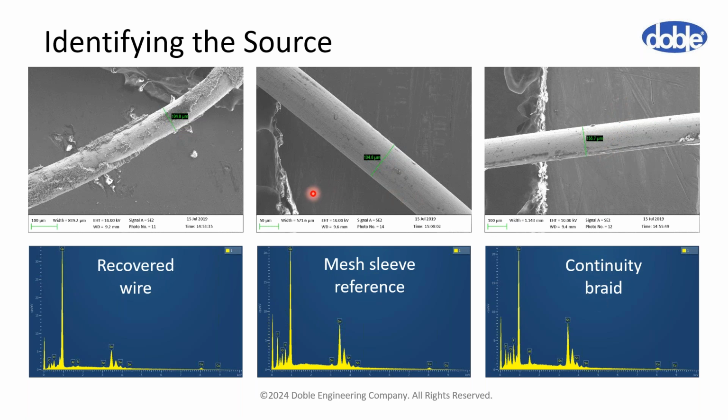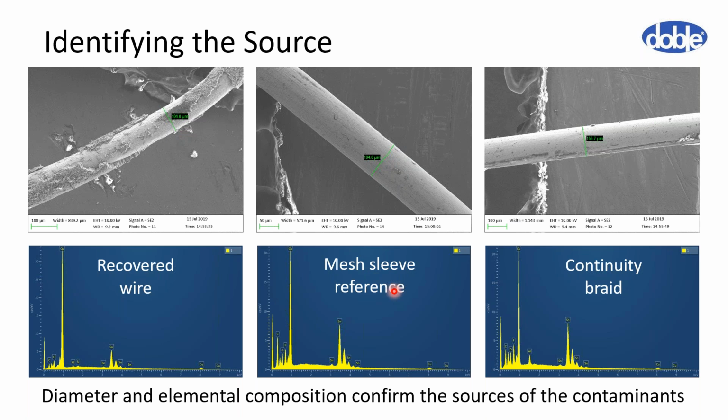So we can tell with a high probability that the wires embedded in those tapes come from the mesh bag or the mesh sleeve, which makes a lot of sense. It's very fine, it's very fragile. You can understand why it could potentially break, and the jointer could get those wires onto his hands.